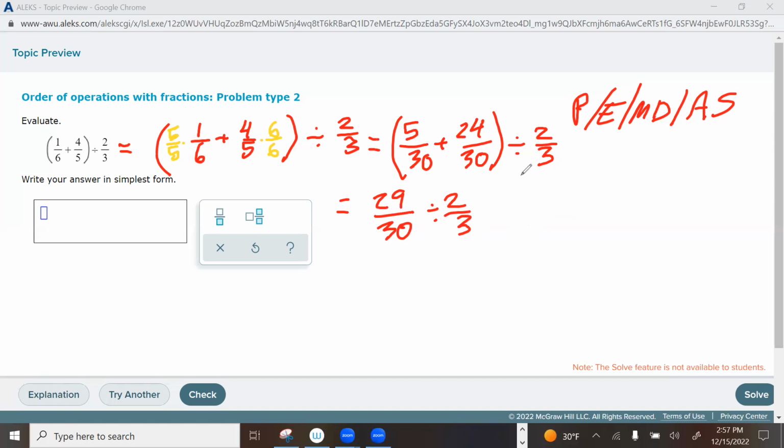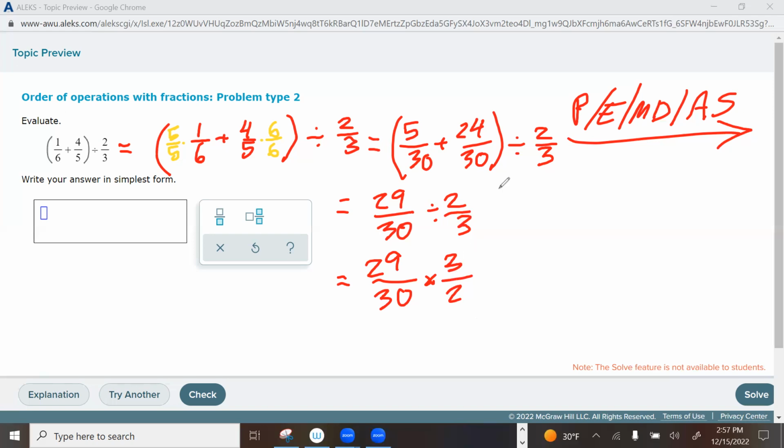Okay, so we've dealt with everything inside the parentheses, so we go through the order of operations again. Are there any more parentheses? No, not at this point. Are there any exponents? No. Any multiplications or divisions? Yes, one right there. So how do we divide by fractions? Glad you asked. You make it a multiplication and take the reciprocal of the second fraction.